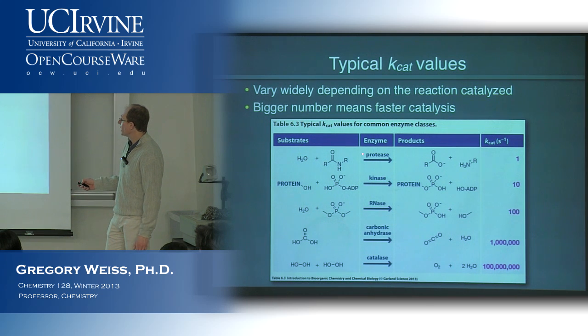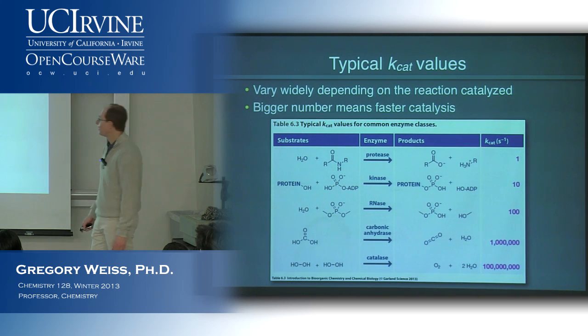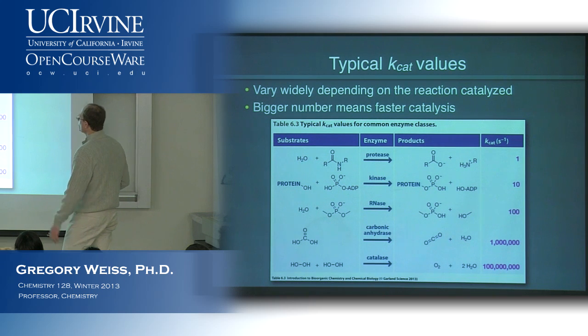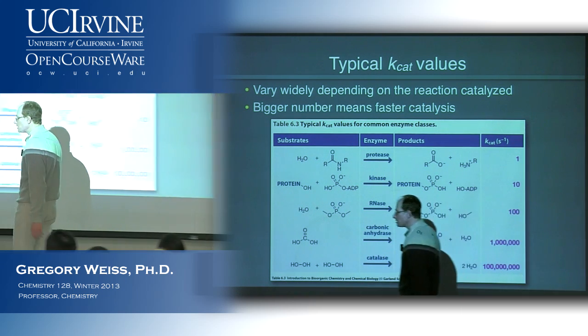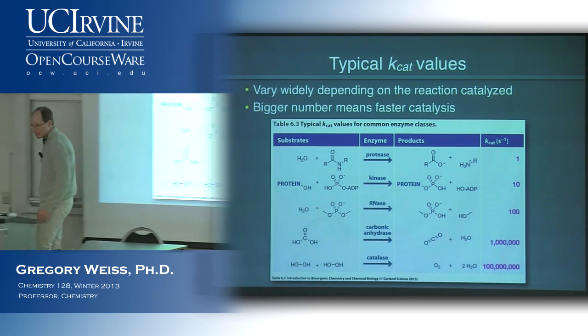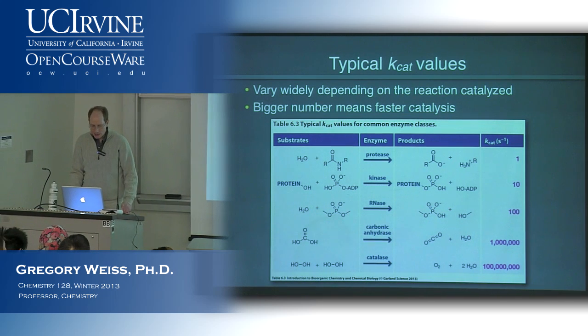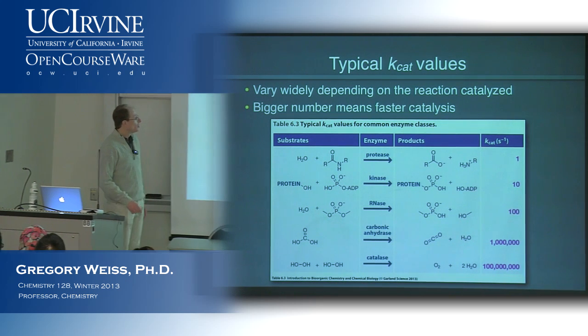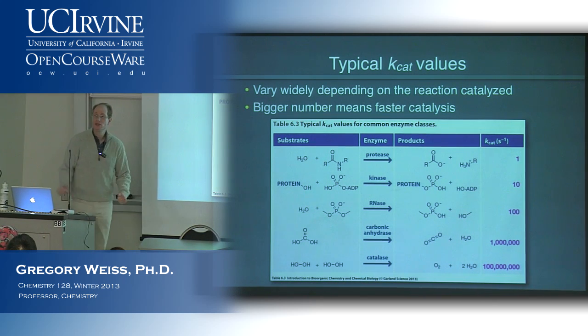And then a slower reaction would be a protease. Proteases, of course, hydrolyze amide bonds. I believe we've seen these before. And their Kcats are much lower, likely because this reaction is a little more challenging and a little less favorable thermodynamically. And also, for that matter, it's not as critical, perhaps, for the cell. Okay, questions so far?